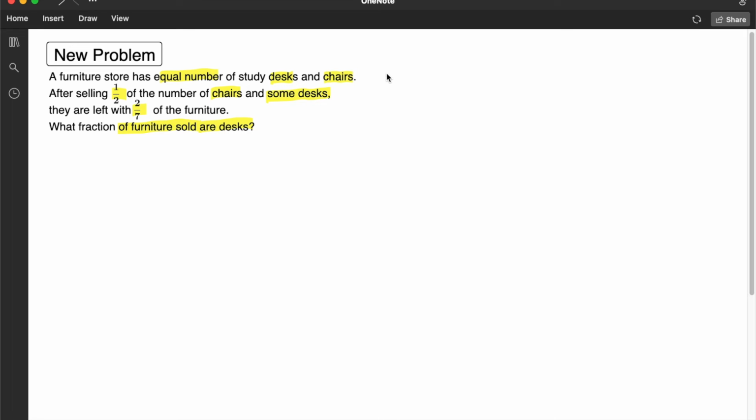Now let's try to answer this question using only fractions. We are told that 2/7 is what is left. What does this mean? This means the fraction that is sold is equal to 1 minus 2 over 7, which is of course equal to 5 over 7. We are told that half of the number of chairs are being sold, but it will be a mistake to take 5 over 7 minus 1 over 2 to find the fraction of the desks that are being sold. This cannot be done.